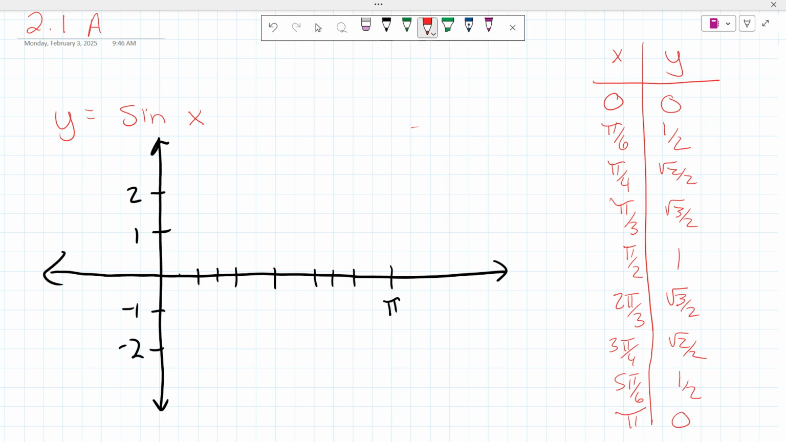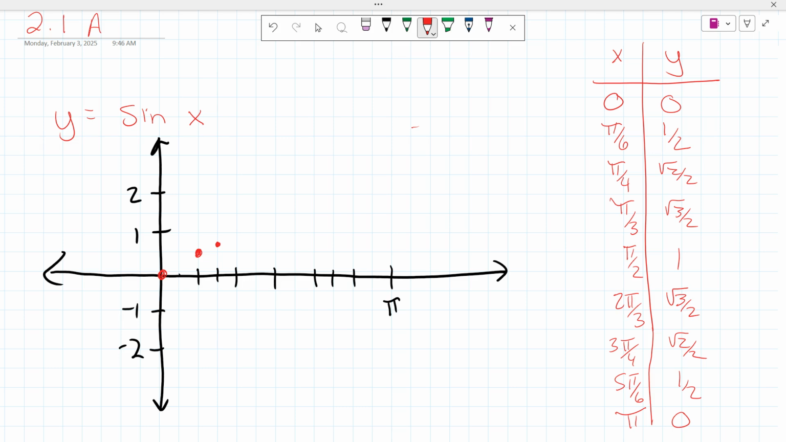So your sine of x function starts at 0, 0. At pi over 6, we're at 1/2. At pi over 4, we're at square root of 2 over 2. And you go, well, what is that? Well, if you take the square root of 2 on your calculator and divide it by 2, it's like 0.7071, isn't it? Which is about right there.